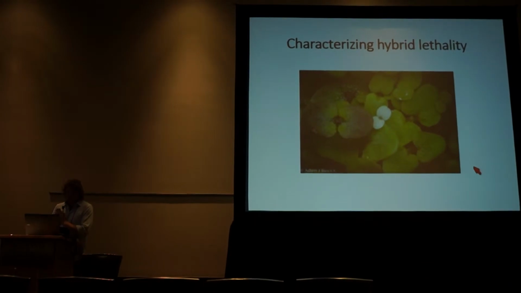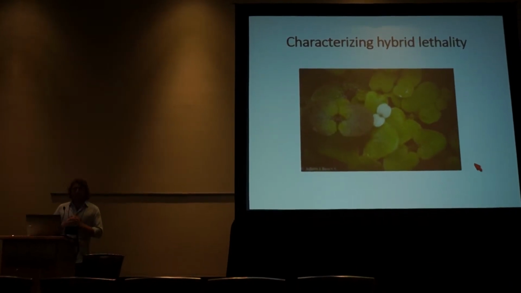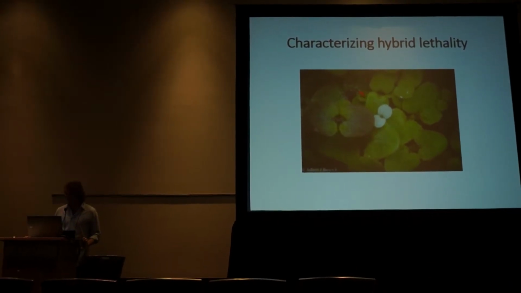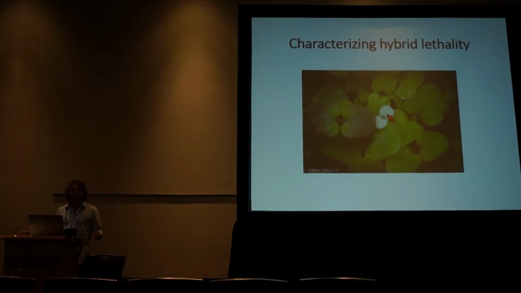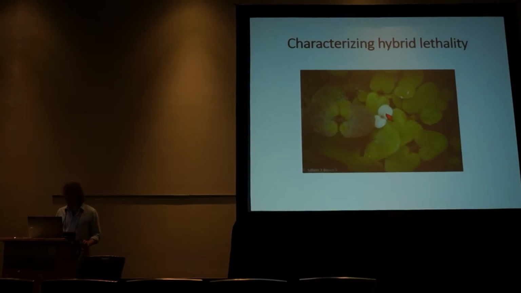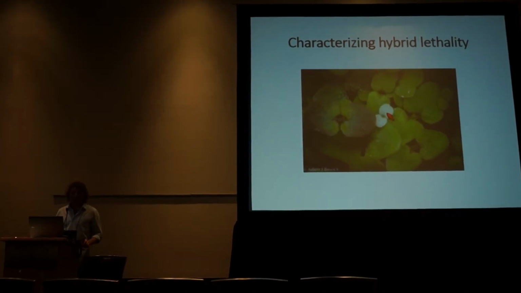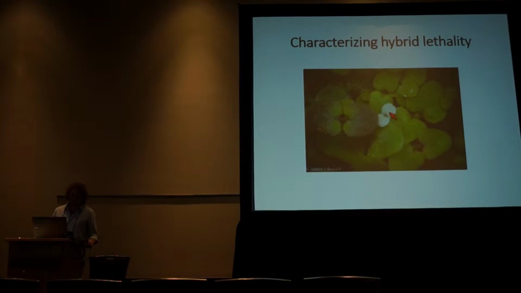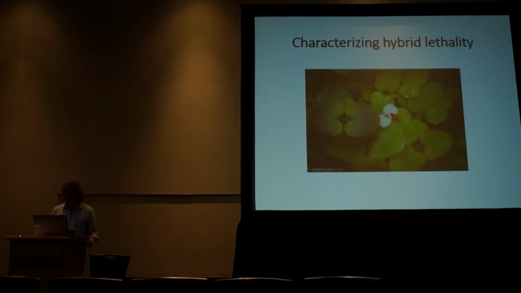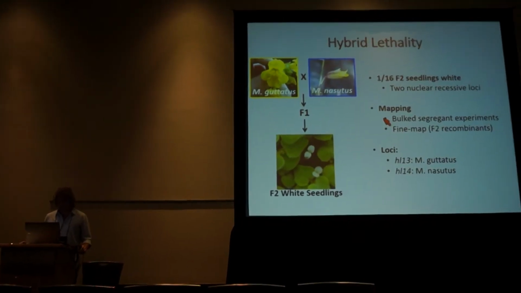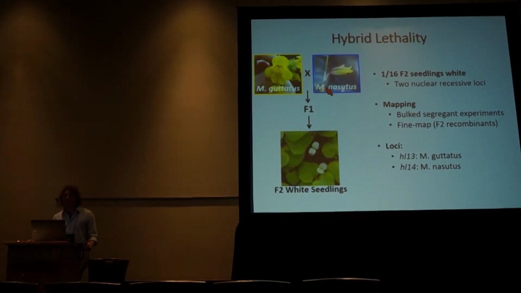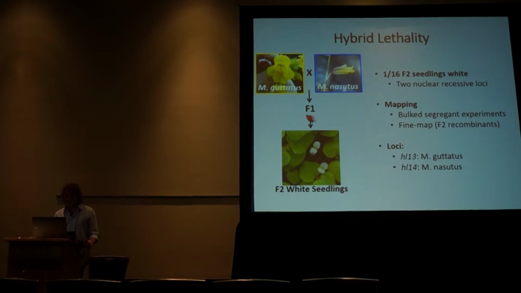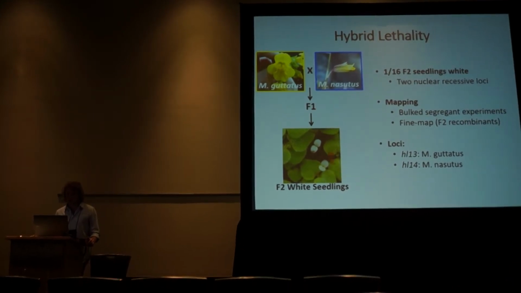So I've been studying this character called hybrid lethality, and it's manifest as these white seedlings shown here. And what happens is basically these are hybrids between the two species, and these little guys don't make any chlorophyll, so they are going to die very soon after taking this photo. We produced them by crossing Mimulus guttatus and Mimulus nasutus and producing an F1, and then we self that and produce the F2.